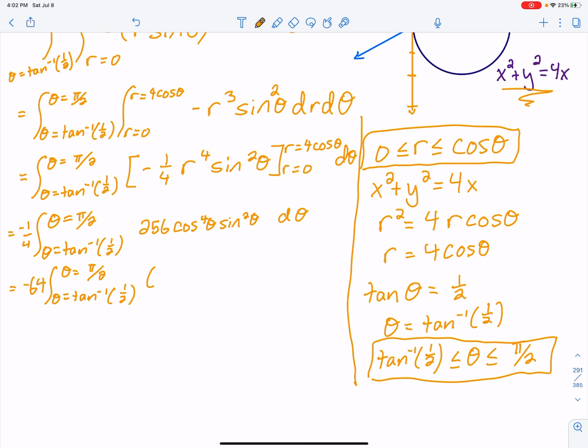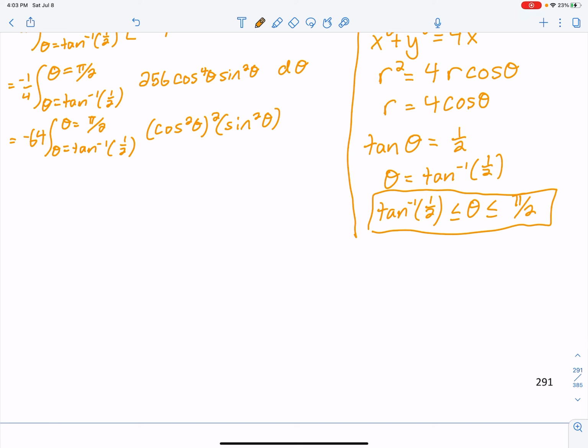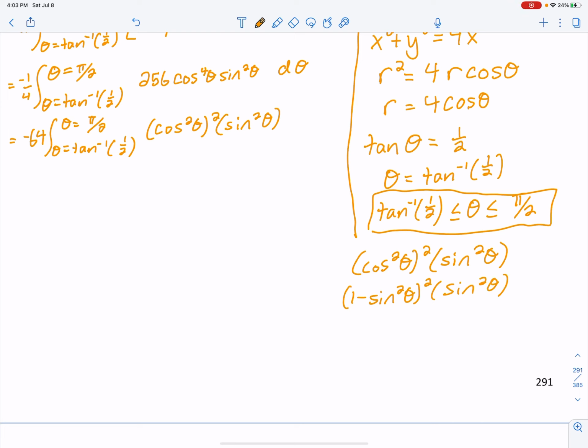Cosine, I'm going to change it to cosine squared theta squared times sine squared theta. All right, I'm going to do all this off to the side for a moment so I don't have to rewrite my bounds every time. Okay, so cosine squared theta squared times sine squared. I want to get this down to all sines. I can replace cosine squared with 1 minus sine squared times sine squared. Then we FOIL or box, however you think about that.